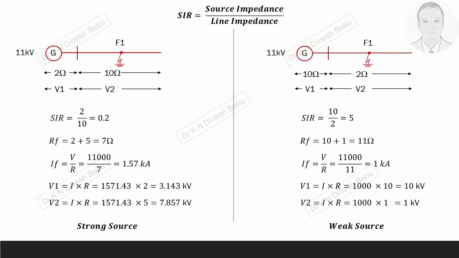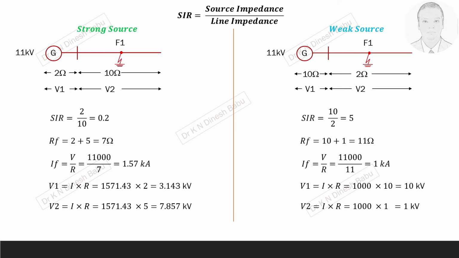In the above example, we see that both are 11 kV generators, but there is a change in the impedance between the source and the line. With the same fault occurring in both cases, we find that the fault current is different. Secondly, the source voltage is also different in each case. Based on these conditions, we define a strong source and a weak source. Now let us analyze further to identify all the differences between a strong source and a weak source.